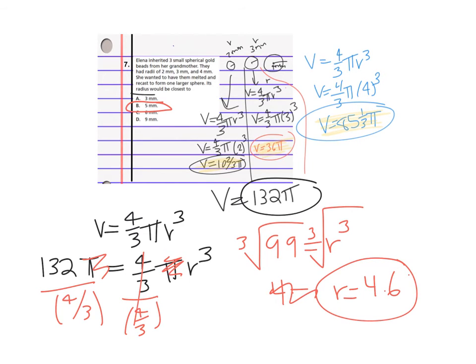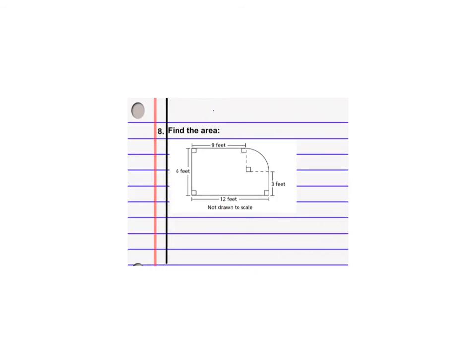So we found the volume of each individual bead. We used 4/3 pi r cubed 3 times with 2, 3, and 4 as our radius. We added those together to get 132 pi. We put that into our volume formula. We worked backwards to find our radius, and we rounded to 5.